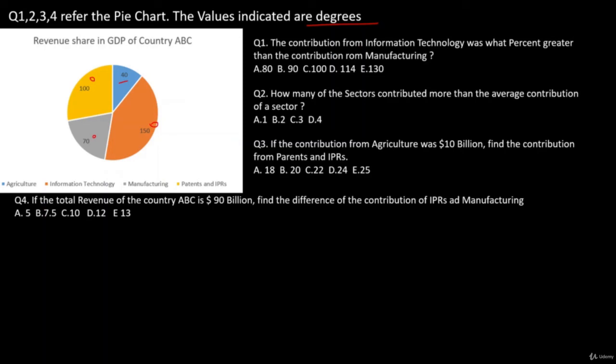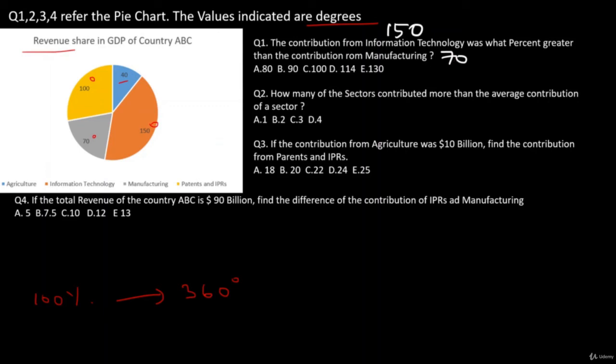Let's do it together. Now, the first question says the contribution from information technology was what percent greater than the contribution from manufacturing? All right. So over here, before we answer this question, let me quickly revise what it means when you talk about degrees over here, right? Remember, the pie chart is a circle, right? So 100% of the revenue in this case would be represented by 360 degrees. So for example, over here for information technology, you can see that you have 150 degrees and for manufacturing, you can see that you have 70 degrees.